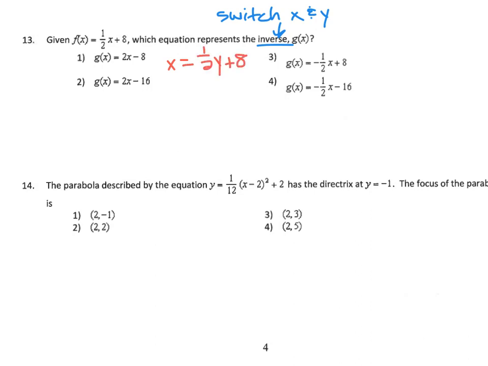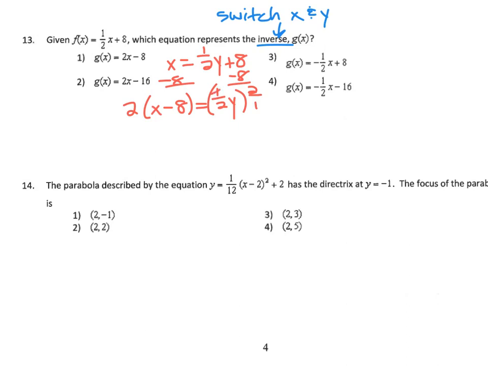Now we have to solve for y. We can subtract 8 from both sides of the equation, leaving us with x minus 8 equals 1/2 y. Rather than dividing by a fraction, I like to just multiply both sides of the equation by the reciprocal, which is 2 over 1. 2 over 1 is the same thing as 2, so I'm just going to put a 2 on this side.